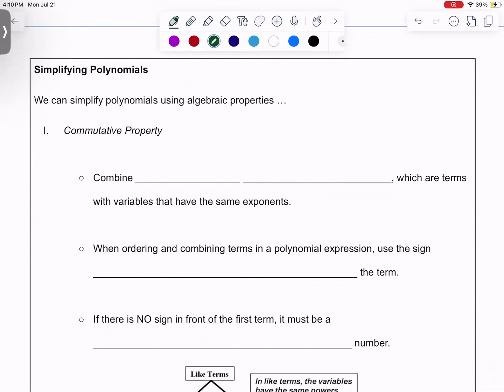Simplifying polynomials. We can simplify polynomials using algebraic properties. Underline that, simplify them. The first one is the commutative property. Commutative property just basically means, well, when we learned it first, like back in 4th grade, 3 plus 4 is the same as 7.